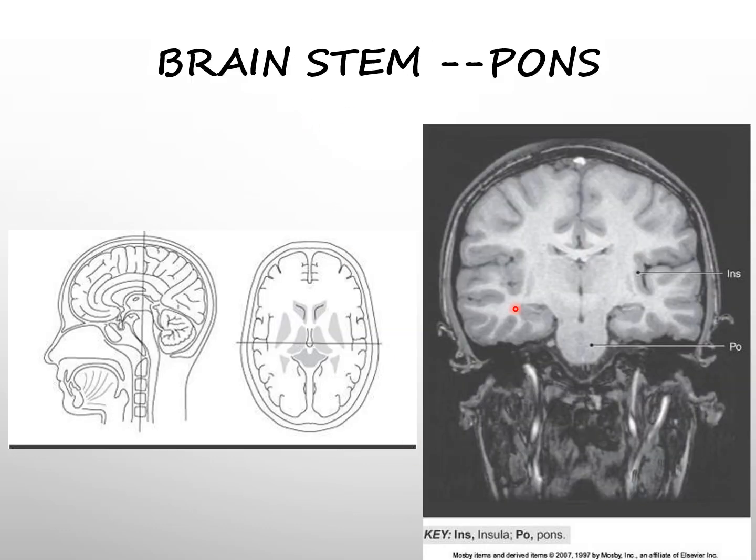Brainstem and pons. So here we have our pons, this shape right here. It looks kind of like an olive, but it's this shape right over here. And insula are just like the little indentations inside of the brain.